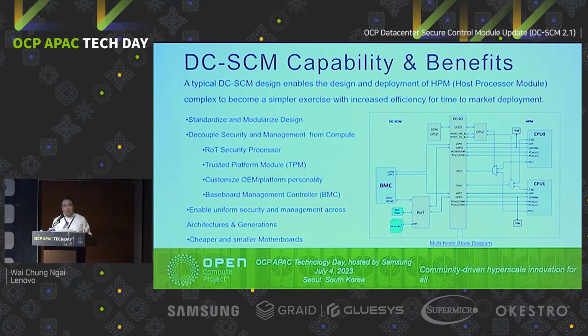So you can imagine all this complexity can be isolated. It also allows the customer to get a cheaper and smaller motherboard, which helps cost reduction and shortens the development and validation cycle. And of course, the most important is that they can have their own security innovation within this particular SCM, the secure control module.